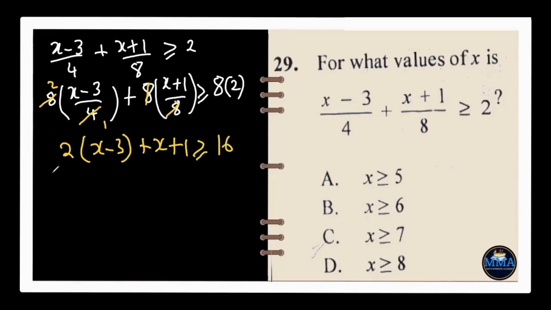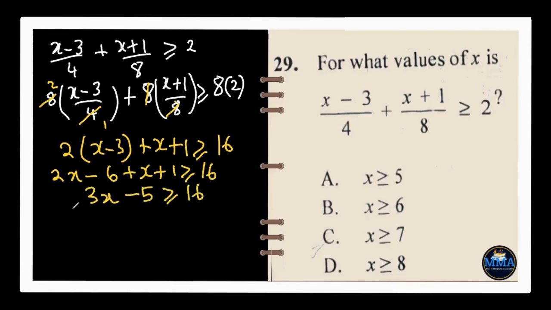So open bracket, you have 2x minus 6 plus x plus 1 is greater than or equal to 16. Now, collect like terms, of course, add up here. 2x plus x is 3x, minus 6 plus 1 is minus 5. So let's collect like terms now. We have 3x is greater than or equal to 16 plus 5. 3x is greater than or equal to 21.